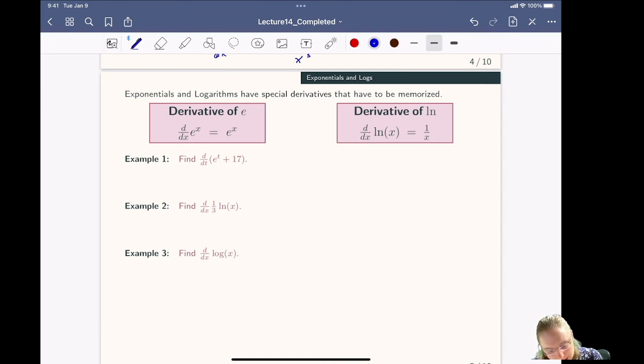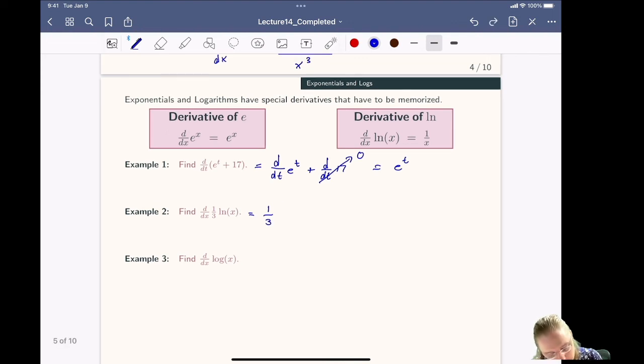What about d by dt of e to the t plus 17? Note that first of all, we can split this derivative up on the sum. The derivative of a constant is 0, and this simply becomes e to the t. What about d by dx of ln of x times 1/3? That 1/3 gets factored out, and we have d by dx of ln of x, and this is simply 1/3 times 1 over x.